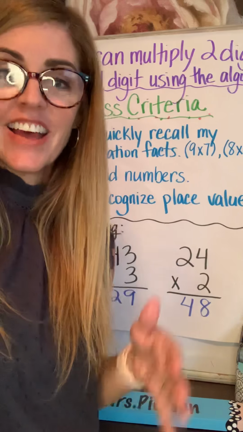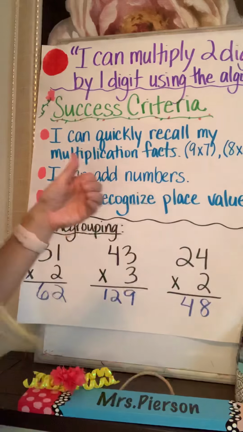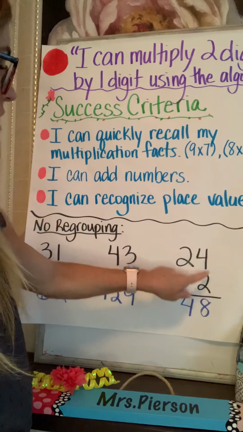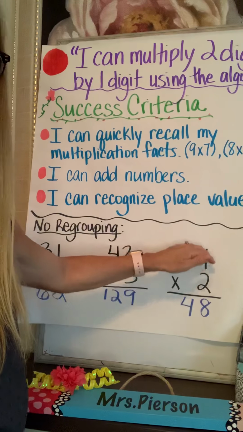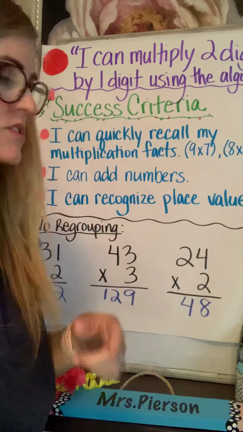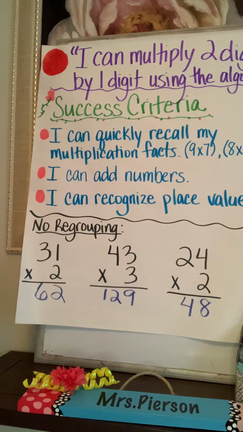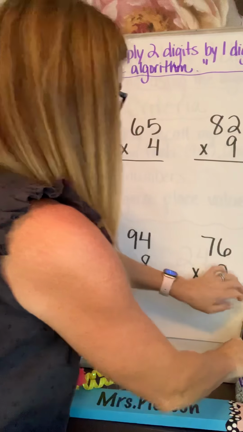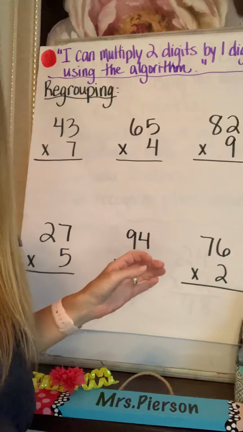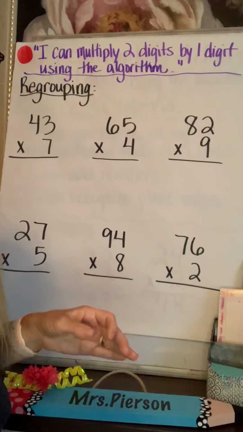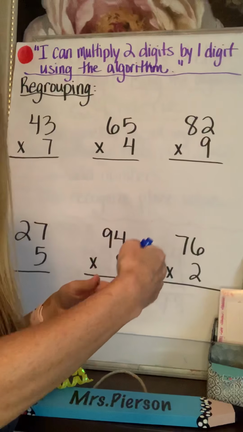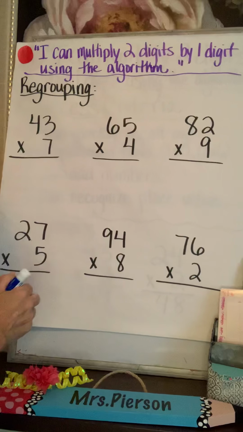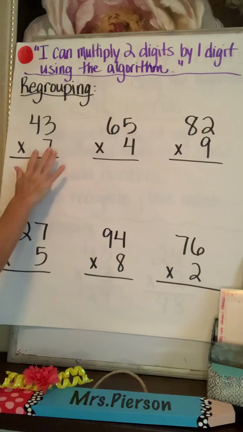Hopefully you did well. Again, coming back to our learning target, we are multiplying 2 digits times 1 digit using the standard algorithm. All right, so now we're gonna move on to the regrouping, which is going to be a little bit more common. It'll be less common that you would have no regrouping. So now we're going to have some regrouping practice, and that just means like carrying over, just like when you do addition.